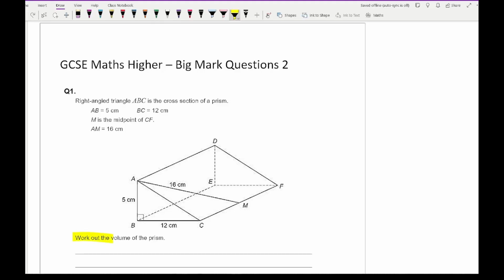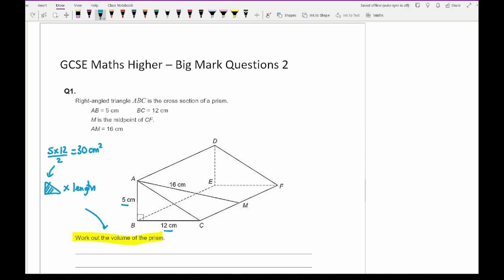Now to work out the volume of any prism, it's the area of the cross section, so in this case it's going to be the triangle multiplied by the length. Now here I can work out the area of the triangle because I know the base and the height, so this is going to be 5 times 12 divided by 2, which equals 30. So that's going to be 30 centimeters squared.